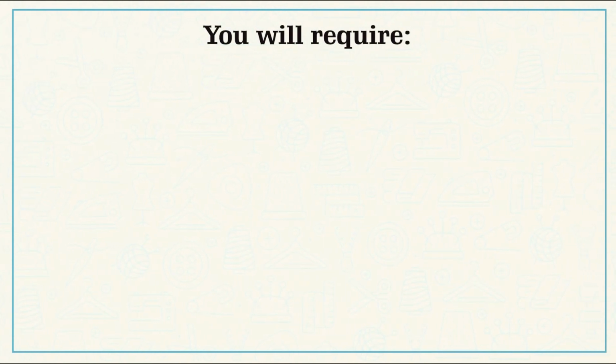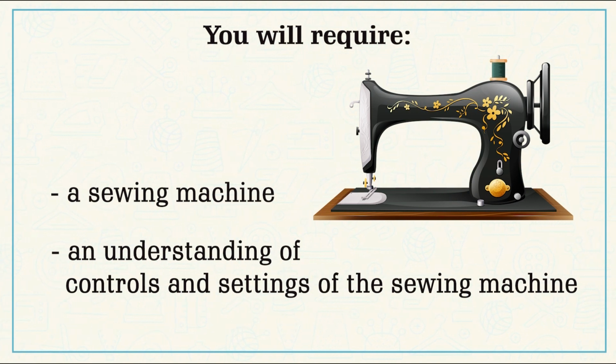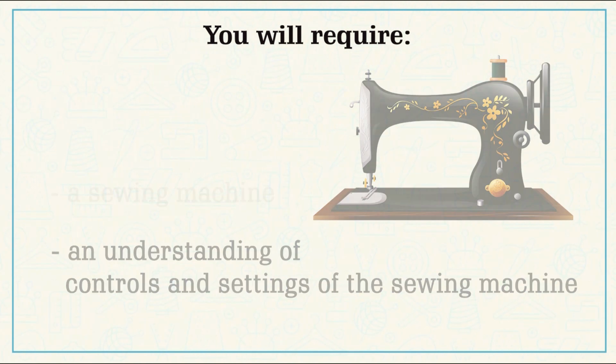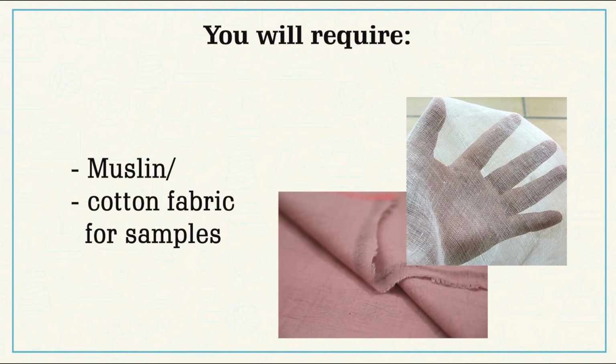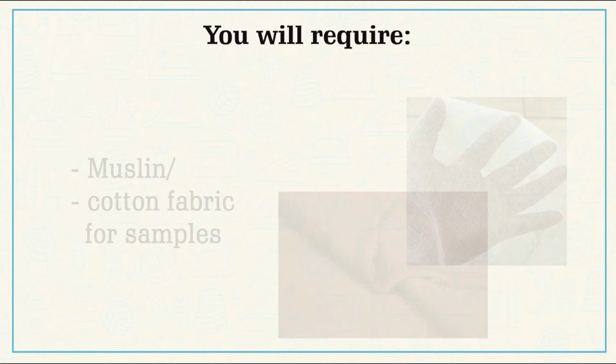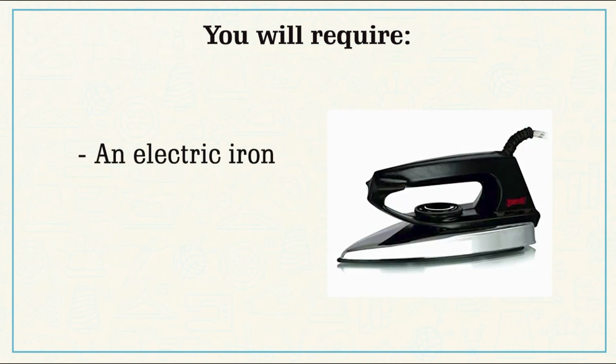For preparing the samples of various techniques, you will require a sewing machine and an understanding of the controls and settings of the sewing machine. You would also need a muslin or cotton fabric for making samples. You'd also need your sewing kit and an electric iron with you.